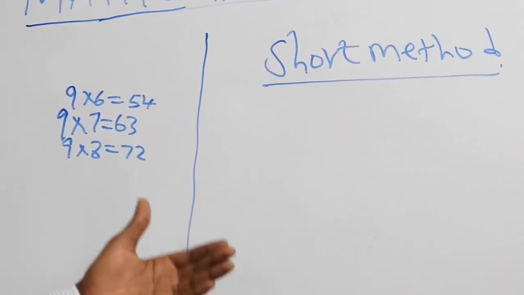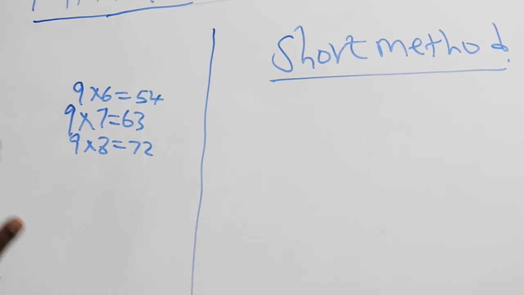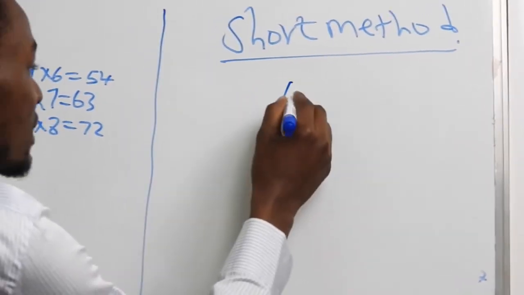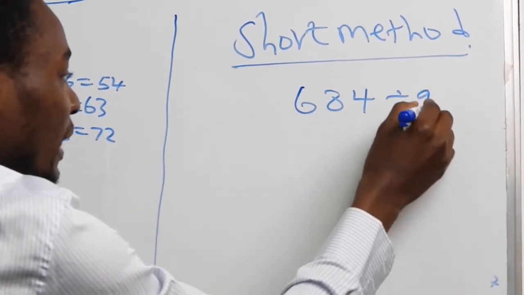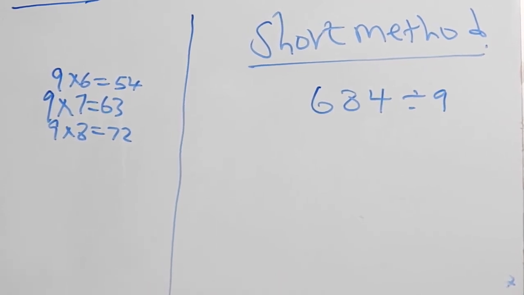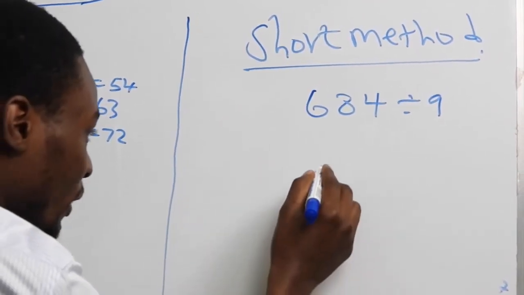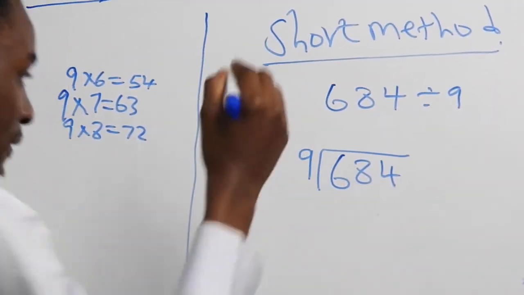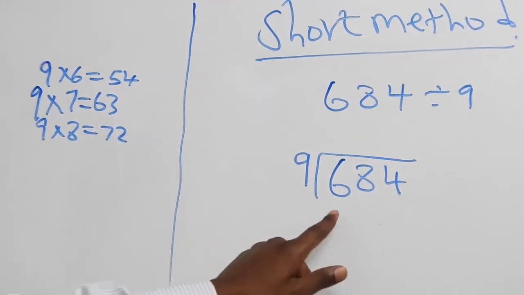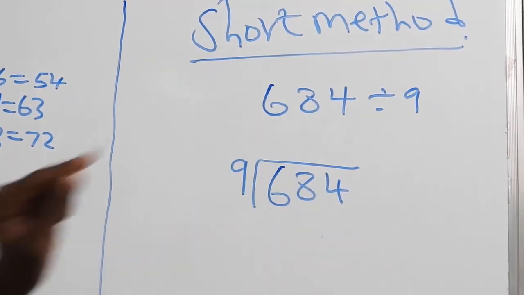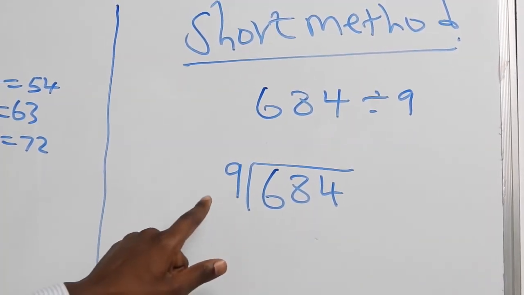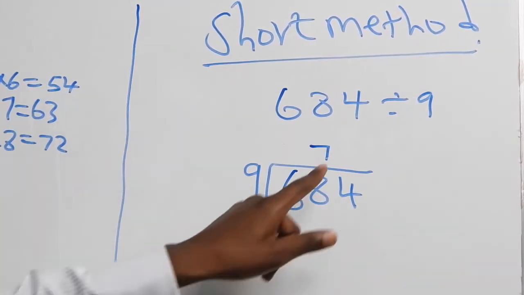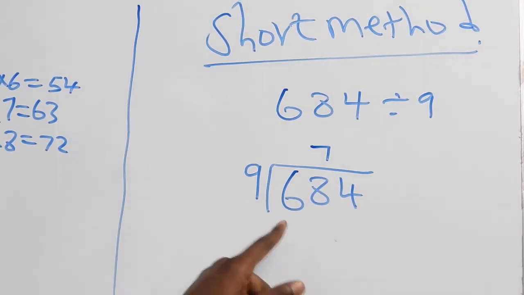Using the short method, we are going to use the same example that we used in the previous example where we used the long method. We will write 684 divided by 9. Let us use the short method to do this division. We write it the same way we wrote the other one, 684 divided by 9. So 9 divides into 6 0 times, but we don't write the 0. Instead, we divide 9 into 68, which is 7 times. So 7 times 9 will be 63.